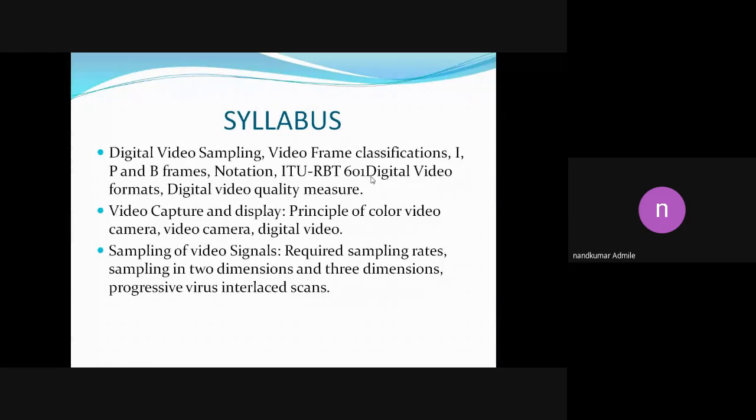In images, we studied the 3 primary colors, R, G, and B. In video also there are 3 different frames, which are referred to as I, P, and B frames. We have to study the three types of frames in video processing. That is called video frame classification. So we have to study I frame, P frame, and B frames.